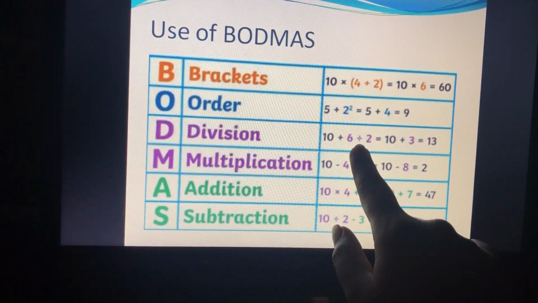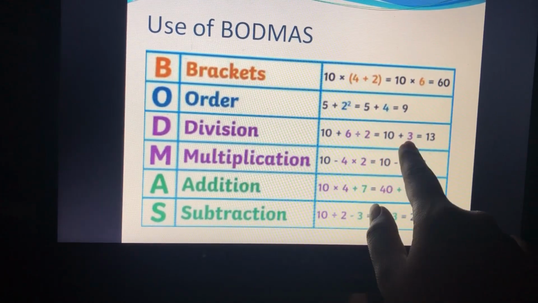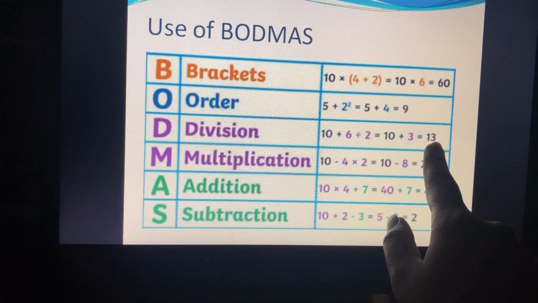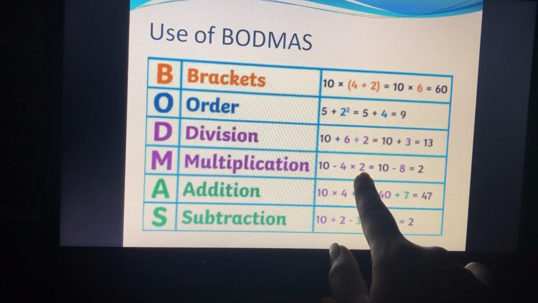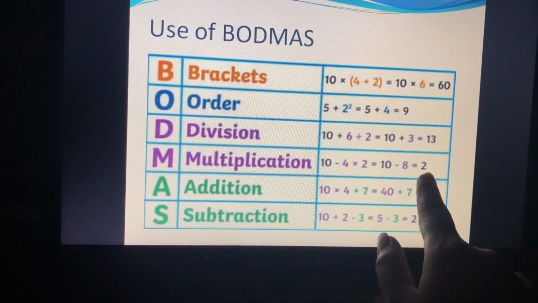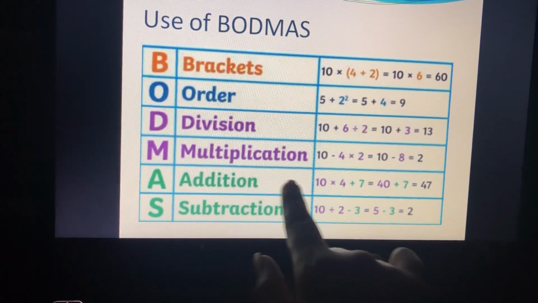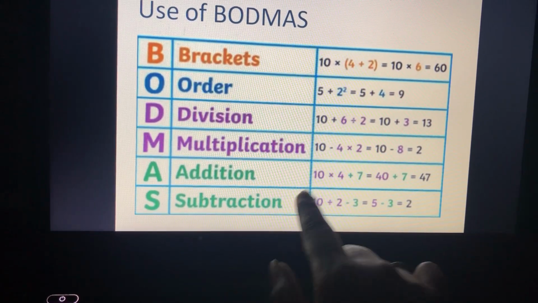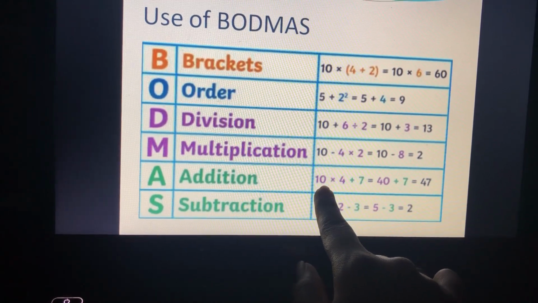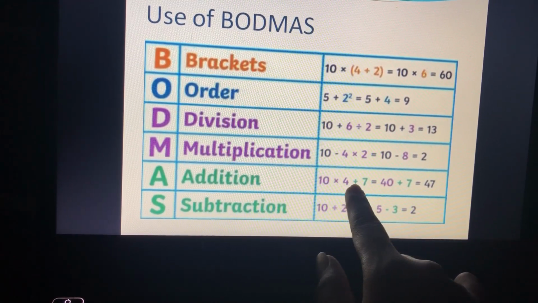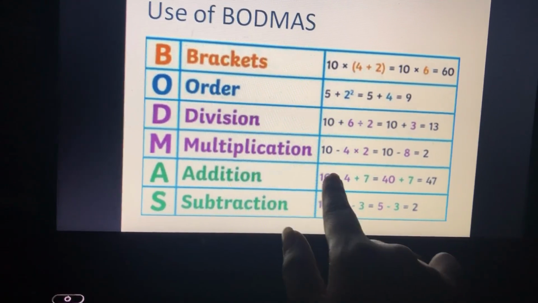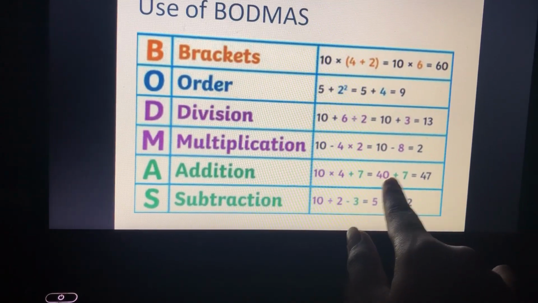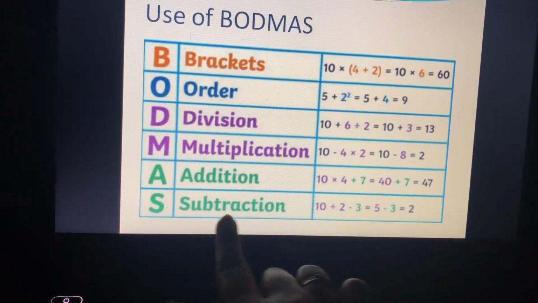Division means we have to divide first. 6 divided by 2 is 3, 10 plus 3 is 13. Multiplication, then you have to multiply first. 4 multiplied by 2 is 8, 10 minus 8 is 2. Addition: we have to add, but here we have the expression 10 plus 4 multiply 7. So that means we have to multiply first, then add. So 4 multiplied by 7 is 28, 10 plus 28 is 38.